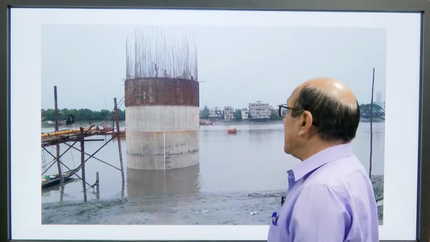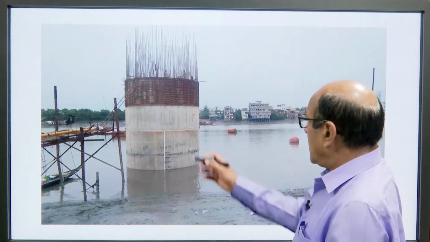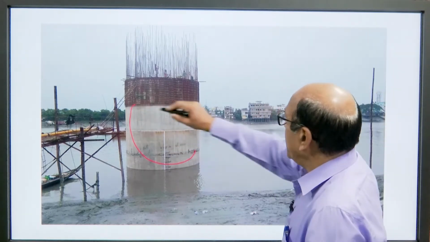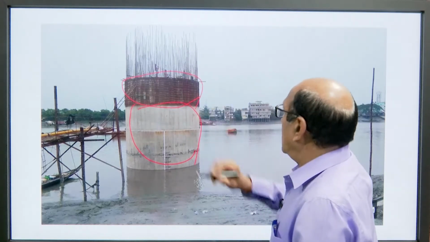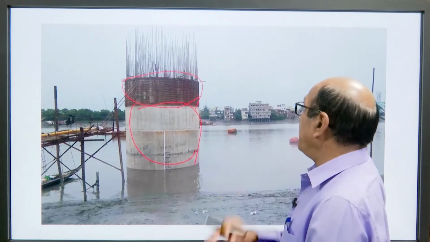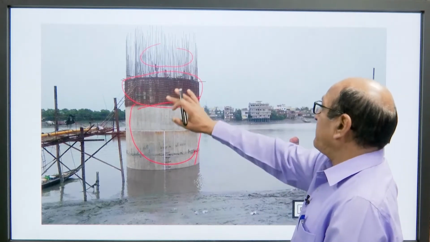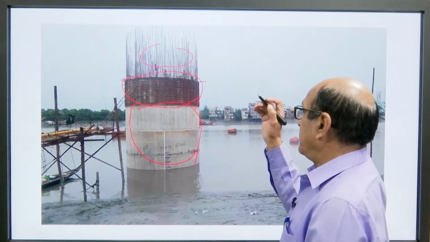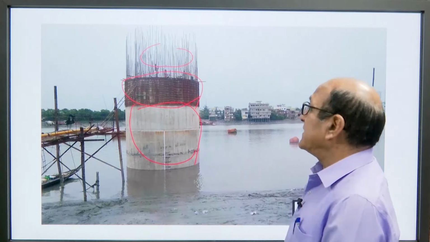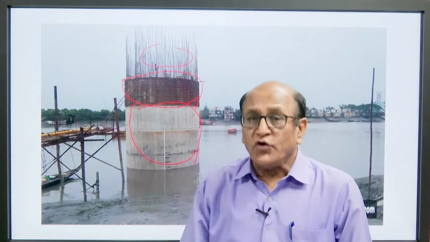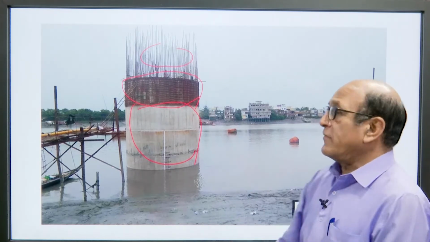So, we can see here this is the well sinking in the river, this is the steining already constructed, and this is the formwork now prepared. This is the reinforcement, it is already seen here. After proper placing of this formwork, then the concreting shall be started. So, this is the scene of a typical well foundation.